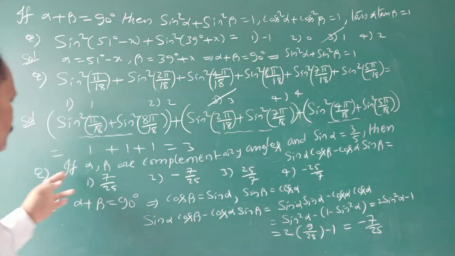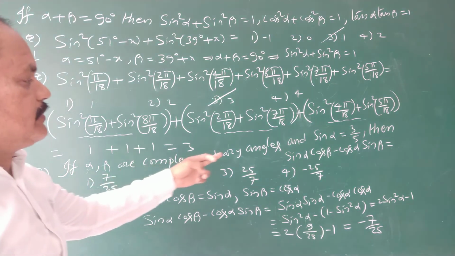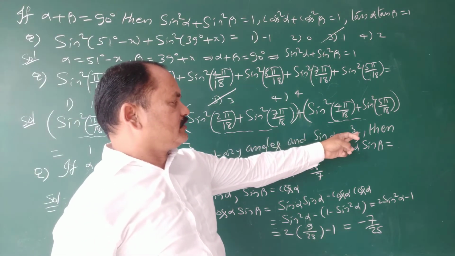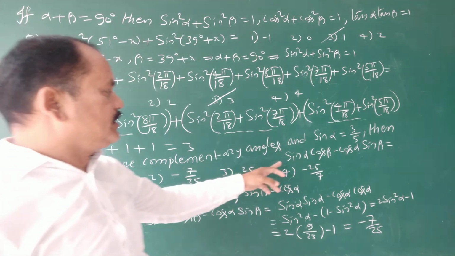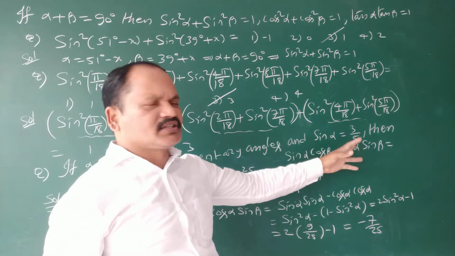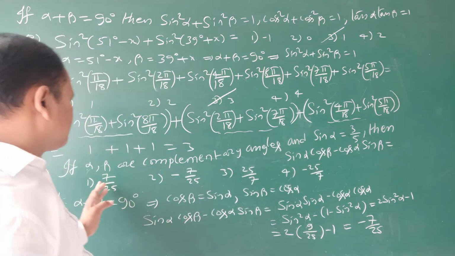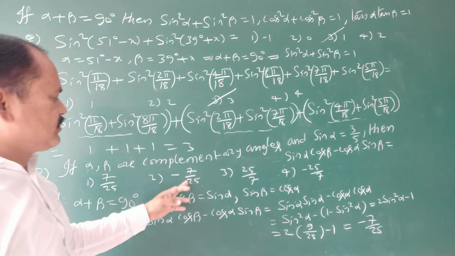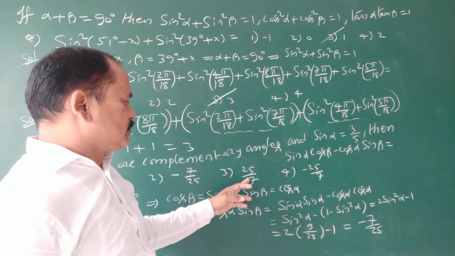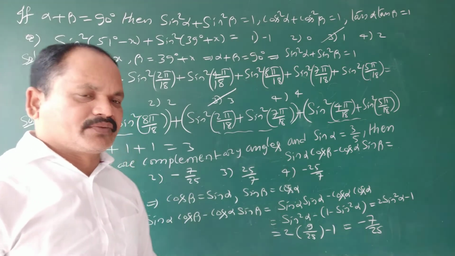Now, next question. If alpha and beta are complementary angles and sin alpha is 3 by 5, then find sin alpha cos beta minus cos alpha sin beta. The first option is 7 by 25, the second option is minus 7 by 25, the third option is 25 by 7, the fourth option is minus 25 by 7.